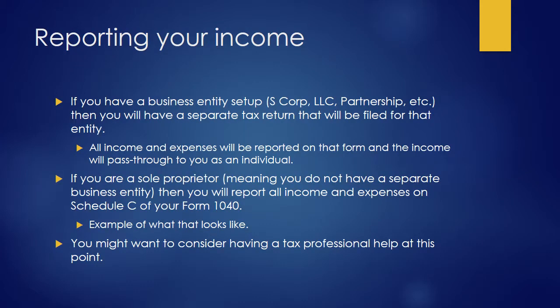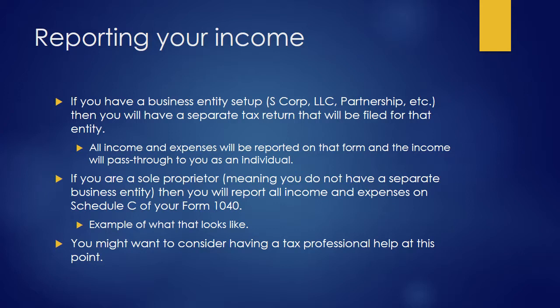Okay, reporting your income. If you have a business entity set up, like we discussed before, such as an S Corp, LLC, or partnership, then you'll have a separate tax return from your individual tax return that you file with your spouse or by yourself. Generally these are a Form 1065 or a Form 1120. If you don't have those, we're not going to worry about it. All income and expenses will be reported on a different form, and it's going to pass through to the individual.